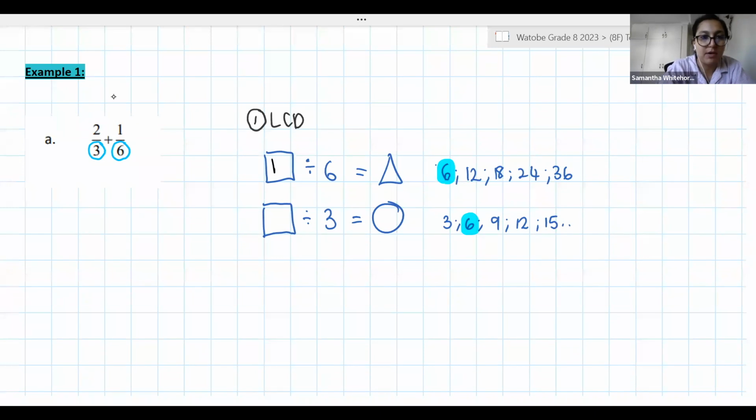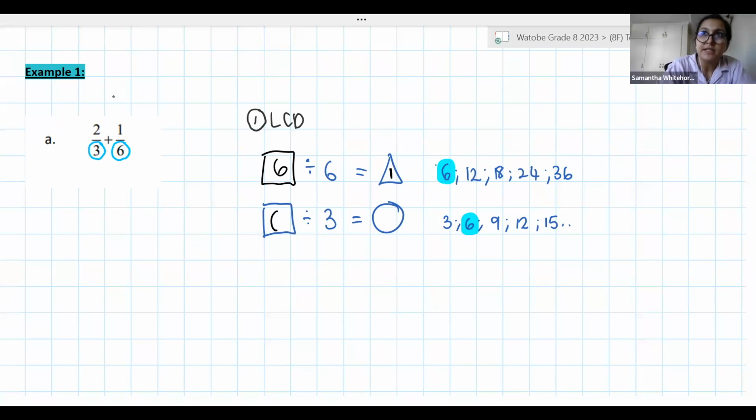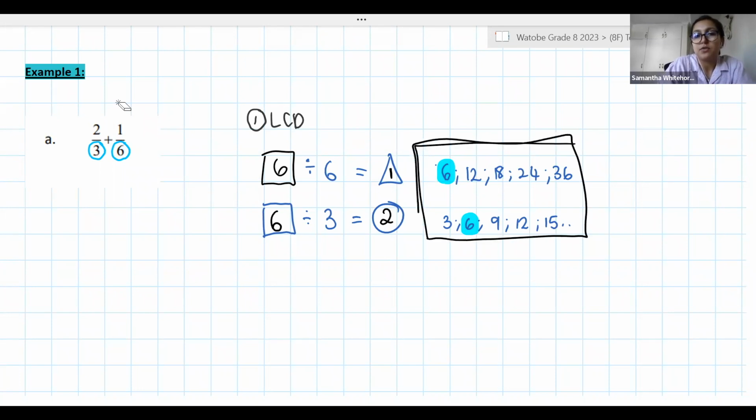So now if I go back here to my block, if I say 6 divided by 6, I get 1, no remainder. If I say 6 divided by 3, I get 2, no remainder. So I've got no remainders here when I divide my denominators into my LCD. And that's essentially what I'm looking for. I'm not looking for factors, I'm looking for multiples. And if you get stuck, write out your multiples of your denominator and see which one is the smallest. So here, my LCD we now know is 6.